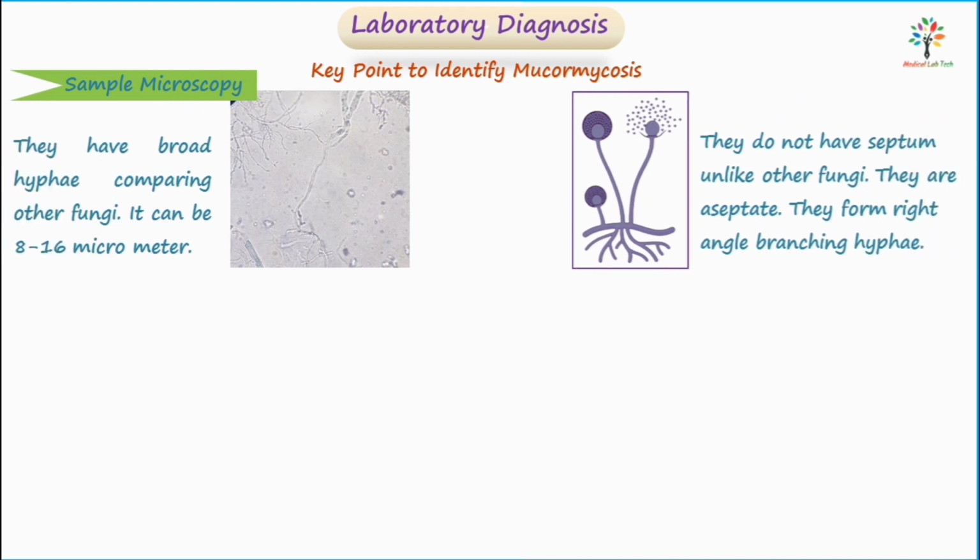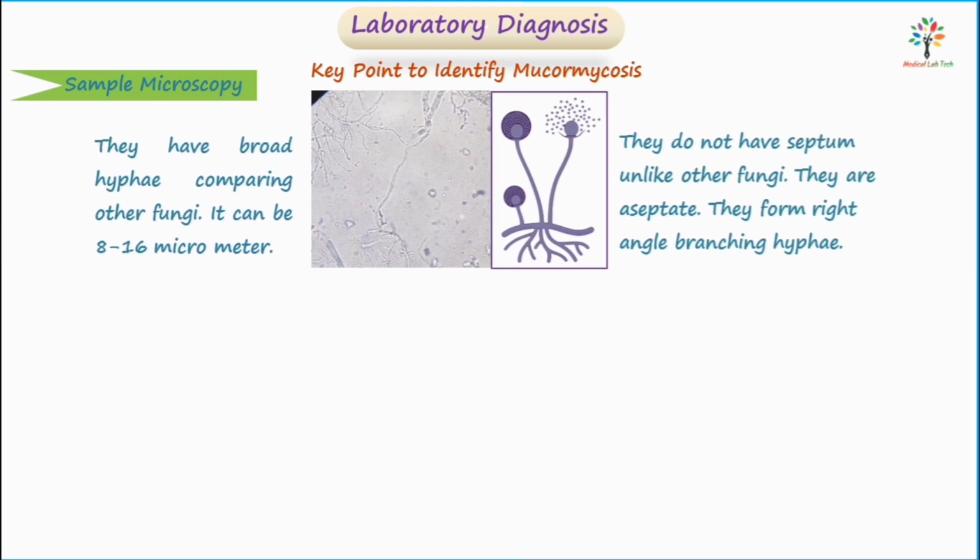Key points to identify mucormycosis: they have broad hyphae compared to other fungi. It can be 8 to 16 micrometers. They do not have septa, unlike other fungi. They are aseptate, and they form right angle branching hyphae.